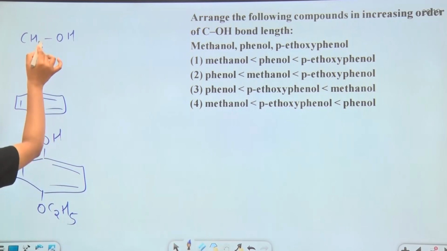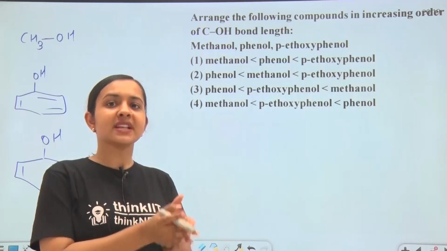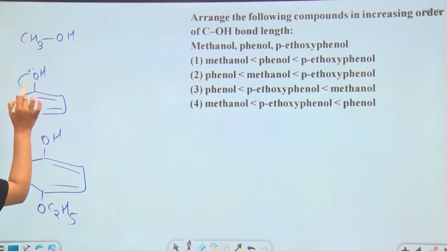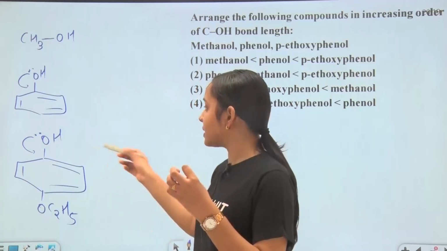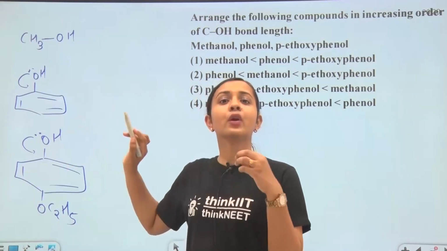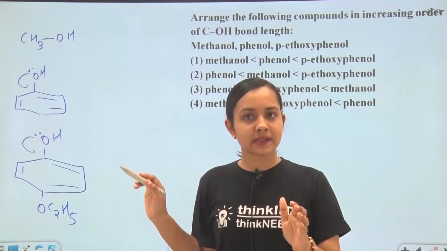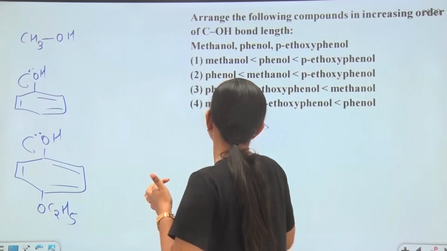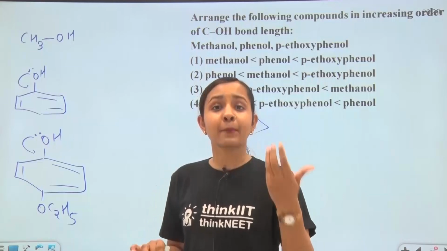In methanol, you can see we have a carbon-oxygen bond, and in this carbon-oxygen bond, no resonance is present. So if resonance is not present, then bond length will be higher. But in phenol, you can see the oxygen atom contains a lone pair, so due to the lone pair, it will participate in the resonance. So due to the resonance in this carbon-oxygen bond, double bond characteristics will come. And due to the presence of double bond characteristics, bond length will decrease. So methanol has the highest bond length. Methanol has higher carbon-oxygen bond length than phenol and then para-ethoxyphenol, right? Due to the absence of resonance.